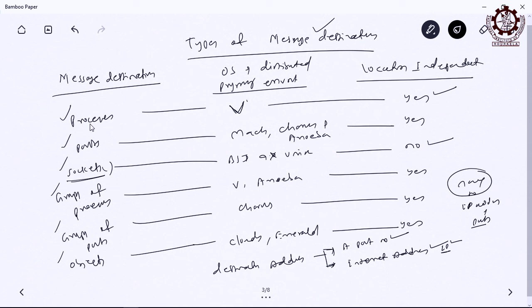So, if we use the process concept, ports concept or objects concept, if the message destination is available in the form of processes, ports or objects, we call it location independent. Am I clear? So, the kind of abstraction, ports, is used by Mach, Chorus and Amoeba, which are standard distributed operating systems used in various distributed environments, and it supports location independent identifiers. Similarly, with groups of processes, instead of using a single process, you can send a message to a group of processes directly using a single primitive by using multicast communication.